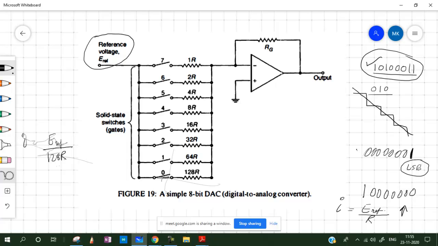Yes, so similarly for any state, let's say for example we have 1 0 1 0 0 0 1 0. What will this mean? This means switch 7 is closed. Switch number 7 is closed, switch number 5 is closed, switch number 1 is closed. So if we add all these three, these three resistors are in parallel, isn't it? So we will calculate the equivalent resistance of these three parallel resistors, and accordingly the current will flow here.